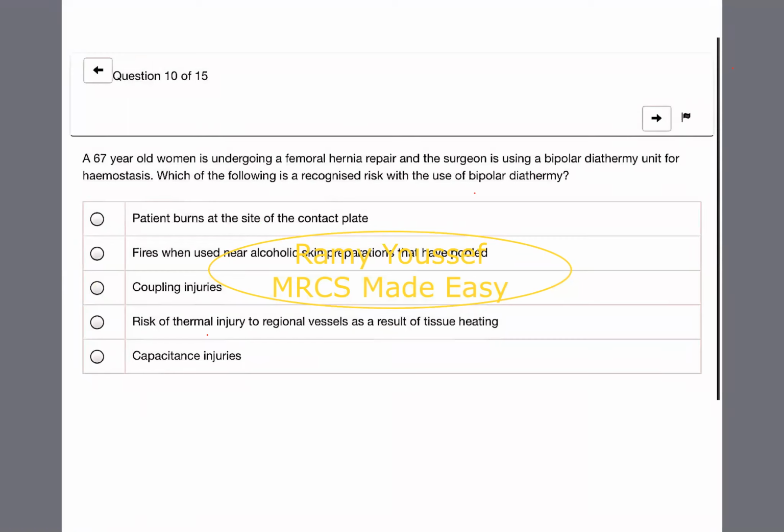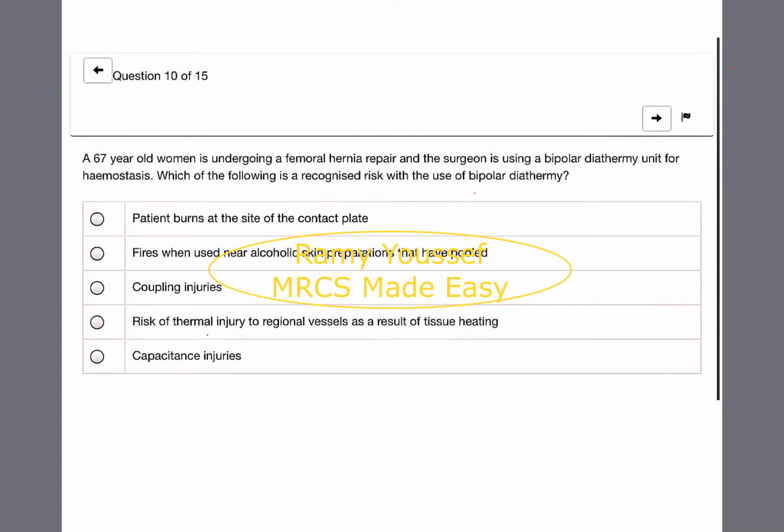A 67-year-old woman is undergoing a femoral hernia repair, and the surgeon is using a bipolar diathermy unit for hemostasis. Which of the following is a recognized risk in the use of bipolar diathermy? Patient burns at the site of the contact plate, fires when used near alcoholic skin preparations that have pooled, coupling injuries, risk of thermal injury to regional vessels as a result of tissue heating, and capacitance injuries.